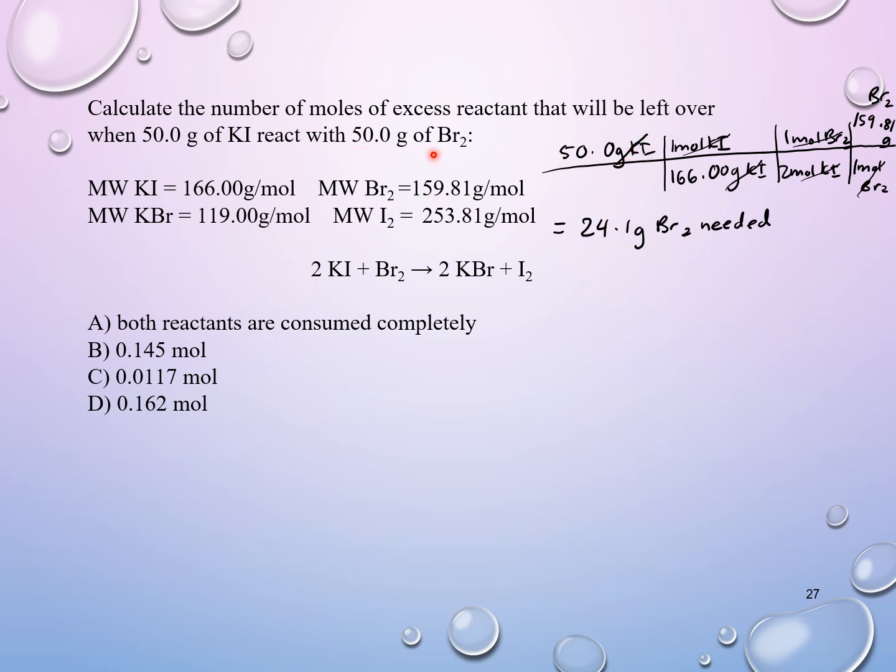So if you use 50 grams of Br2, you're going to need a lot more of KI, more than 50 grams. So if you did this and you see that this is logical, the other way is not logical, you can skip that step. But I'm going to show you anyway. Okay, so let's do the other one. The other step is going to be if we use all 50 grams of Br2.